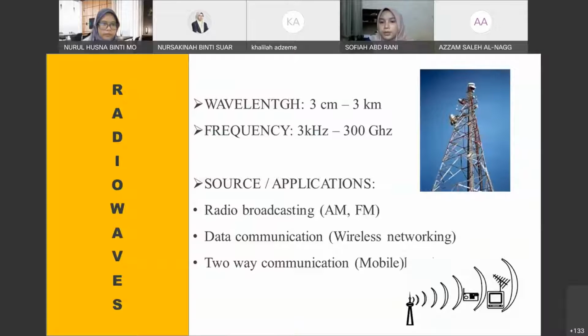Okay, radio wave is the type of electromagnetic wave that has the longest wavelength. The wavelength of radio wave is about 3 cm to 3 km, which is longer than microwave and visible light, with the lowest frequency of 3 kHz to 300 GHz. And radio waves do not only provide radio signals, but also carry signals that radio, television, and mobile phones can use. They are generated by an electrical device known as a transmitter, connected to the antenna that radiates the wave.